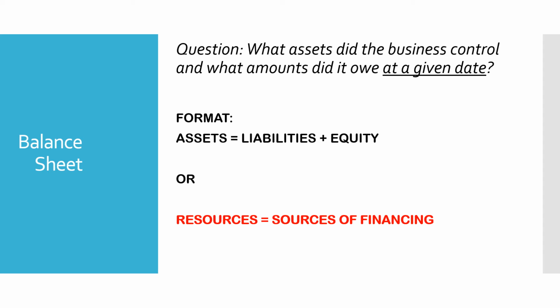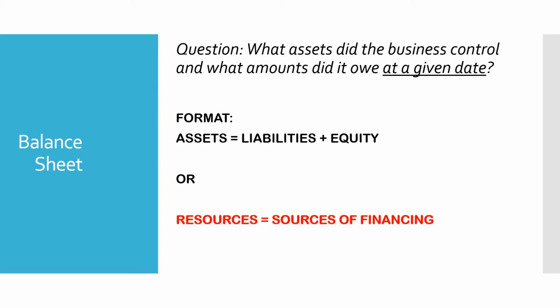Assets are the resources that the company controls at a given point in time. Liabilities are the amount that it owes, and equity is owner investment in the business. So liabilities and equity are two ways that businesses are financed. So another way to think about your balance sheet is resources equal sources of financing.